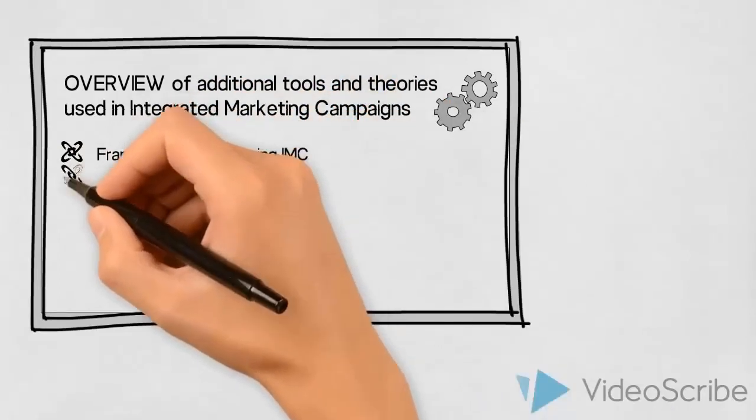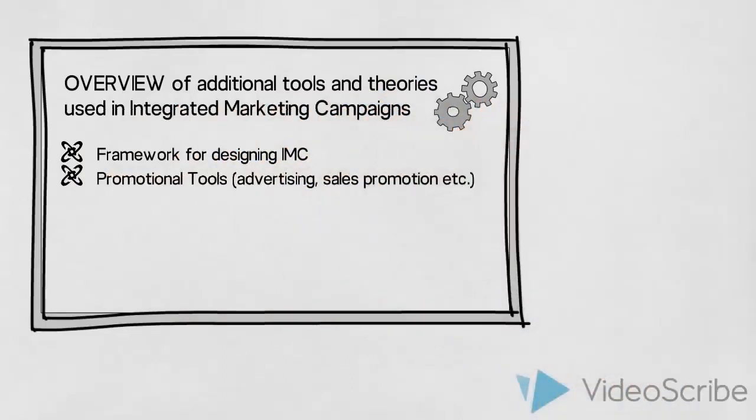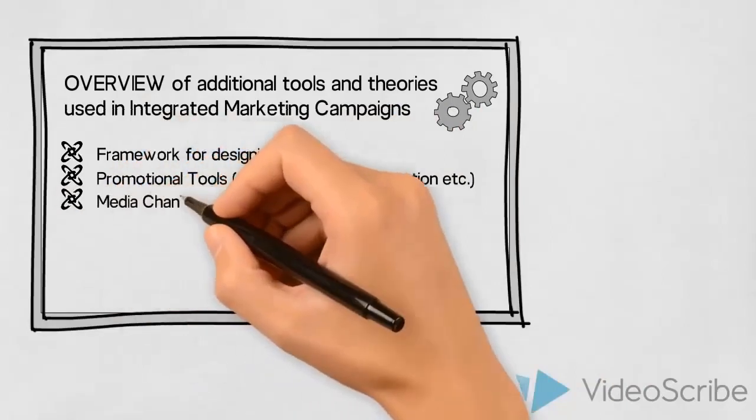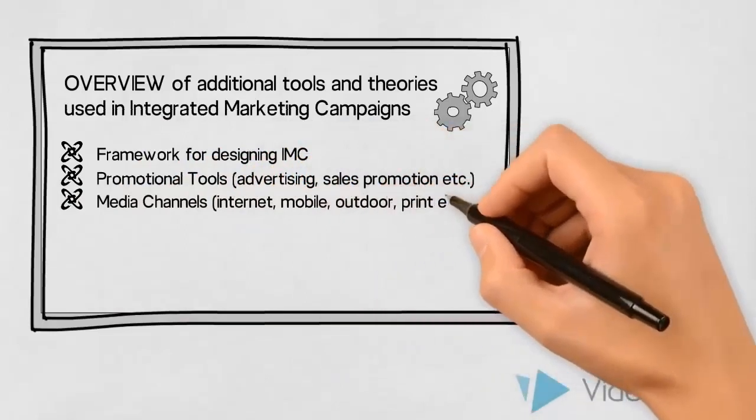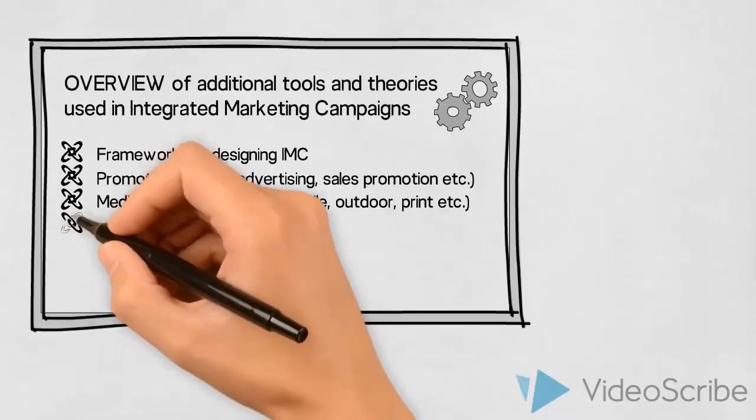We should get to know the different promotional tools available to us, such as advertising, sales promotions, and so on. And we should study the advantages and disadvantages of each tool. We have many media channels at our disposal, such as the internet, mobile, outdoor, print, and many others. So we should also investigate them in more detail, including the pros and cons of each.